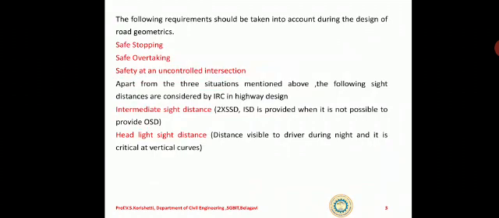These are the three very important things which you should keep in mind whenever we design highways or traffic control. Apart from these three situations mentioned above, the following sight distances are considered by IRC in highway design: ISD and HSD. What is actually ISD? ISD is 2 times the SSD. ISD is provided when it is not possible to provide OSD. Similarly, HSD is the distance visible to the driver during night, and it is mainly critical at vertical curves.